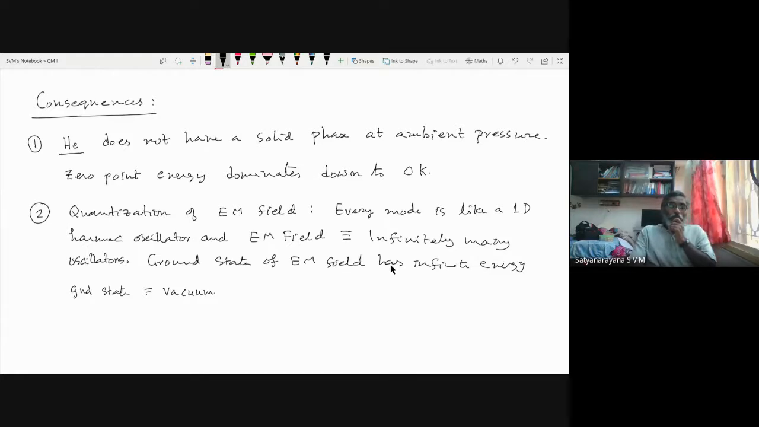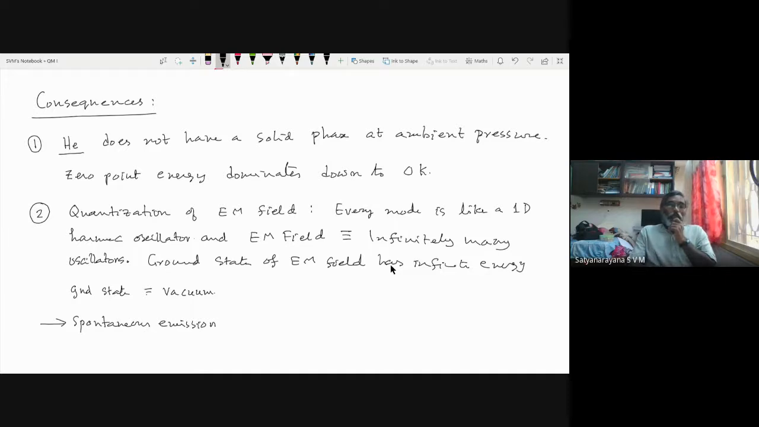For example, spontaneous emission, which is observed in general, is explained because of the vacuum fluctuations. That means a system in a higher excited state will actually draw energy from the vacuum energy and then emit to the ground state or lower states. So spontaneous emission cannot be explained without invoking these vacuum fluctuations.